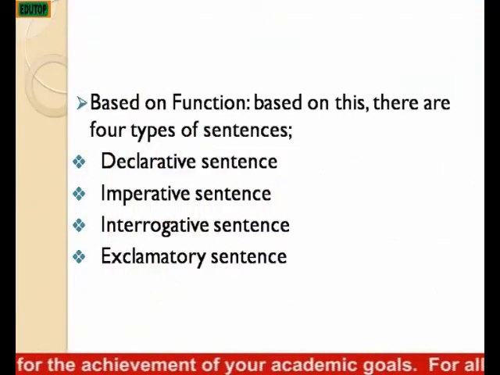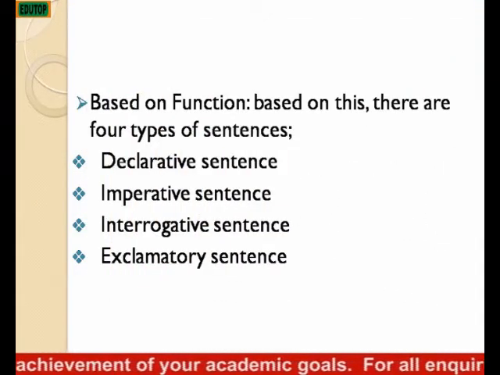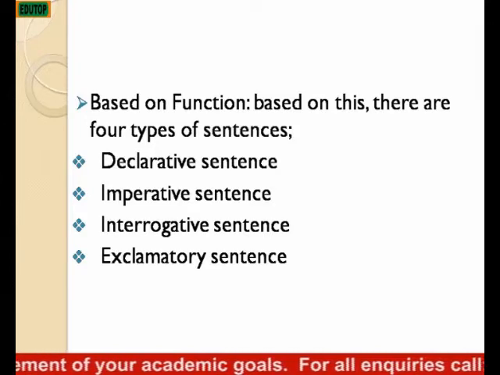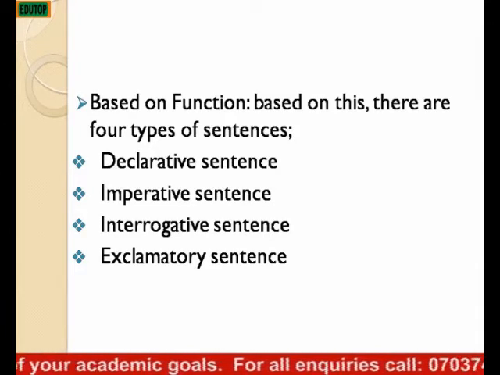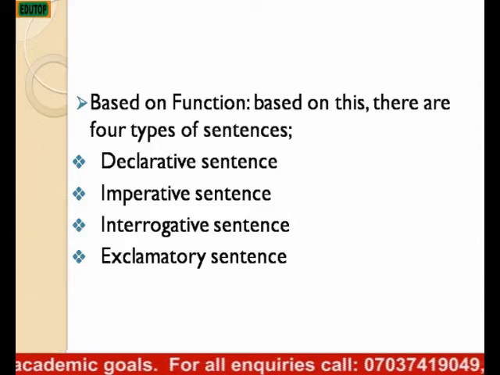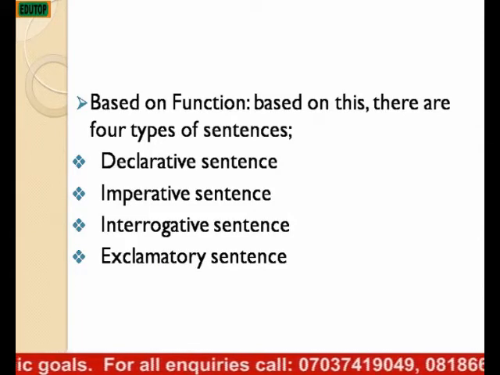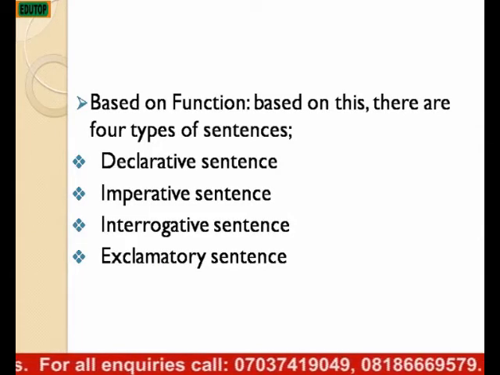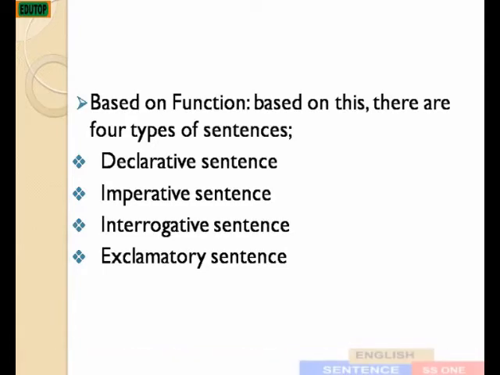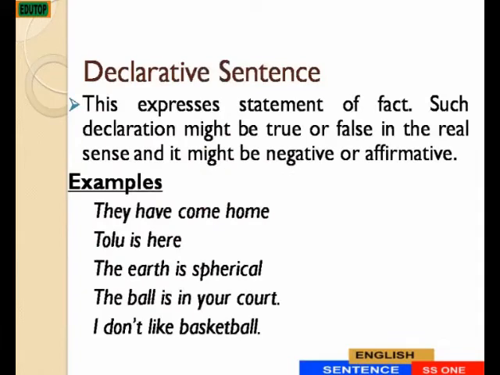The second category of sentences is based on function. We have four types under this category. The first one we have is declarative sentence. Second, imperative sentence. Third, we have interrogative sentence. And lastly, we have exclamatory sentence. The declarative sentence expresses statements of fact. Such declaration might be true or false in the real sense, and it might be negative or affirmative.